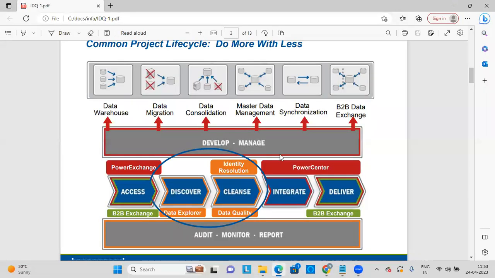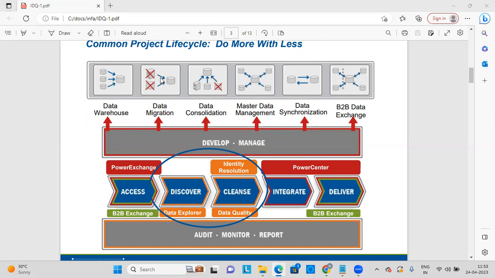So this is a diagram, guys. Whatever we discussed in Notepad, that same thing can be seen here: access, discover, cleanse, MDM is missing here, integrate, deliver, and target. In between we can say tools. So I think this we discussed. Now remember, if you look at this top portion, we can use this particular life cycle to take care of building a data warehouse.